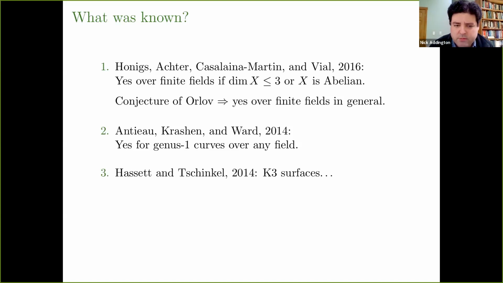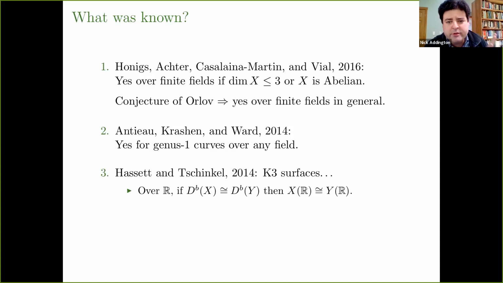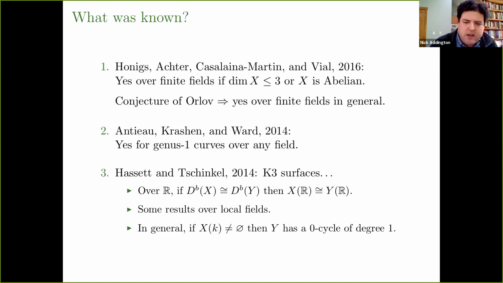They don't have complete results, but they have some interesting results. So if you have derived equivalent K3 surfaces over R, then the real manifolds that you're talking about are homeomorphic. They have some results over local fields that I won't try to summarize, but that are interesting. And in general, they show that if you have derived equivalent K3 surfaces and one has a rational point, then the other one has a zero cycle of degree one. So it's really hard to find counterexamples with K3 surfaces, because first you'd have to find a K3 surface that has a zero cycle of degree one, but no rational point. And that's already tough before you think about any of the derived issues.